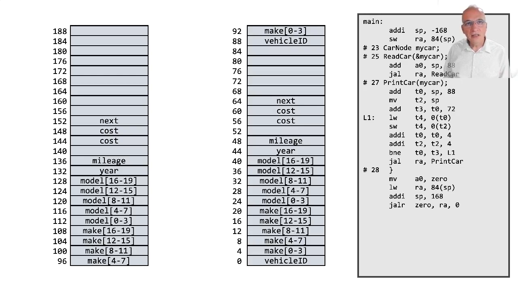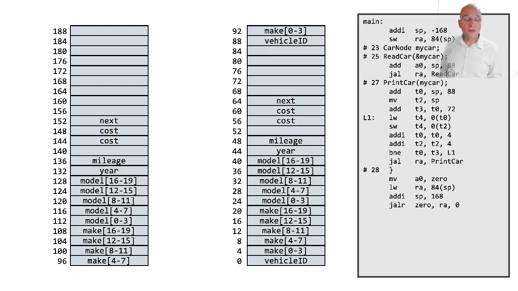The reason why I need a second copy of the car is that I cannot pass the original car, according to the source code of my C program. My C program does a call such as the one in line 27 that says print car and passes my car instead of the address of my car. What C is telling the assembly is that you need to make a copy of the entire object in the stack, and you need to pass this copy to print car.